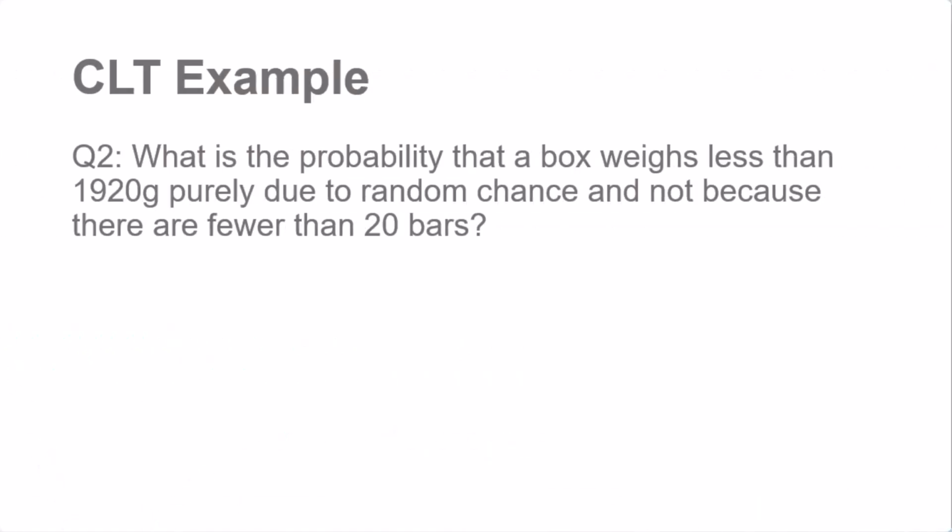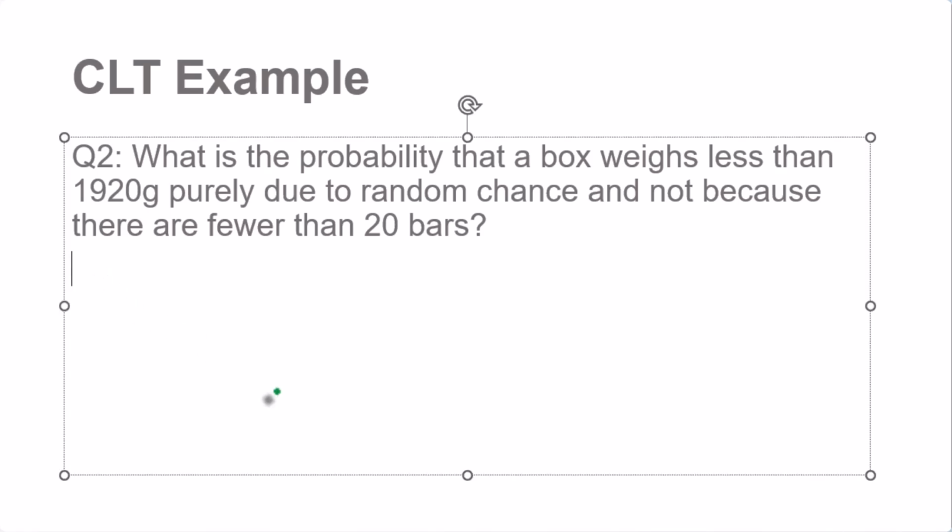So this is going to be my second question. What is the probability that a box weighs less than 1920 grams purely due to random chance and not because there are actually fewer than 20 chocolate bars? Here I want to consider the distribution of sample means, which is the sampling distribution. According to the central limit theorem, this is normal. We do want to be a little careful because our sample size is only 20, which is a little on the low side. So this calculation may not be exact, but our distribution should be pretty normal.